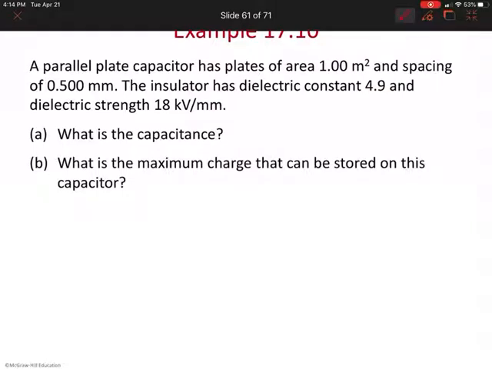All right, so we have an example. This is saying a parallel plate capacitor has plates of area 1 meter squared and spacing of 0.5 millimeters. The insulator has a dielectric constant of 4.9 and a dielectric strength of 18 kilovolts per millimeter. So first it wants to know what the capacitance is.